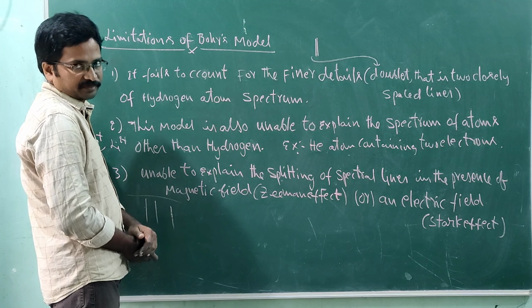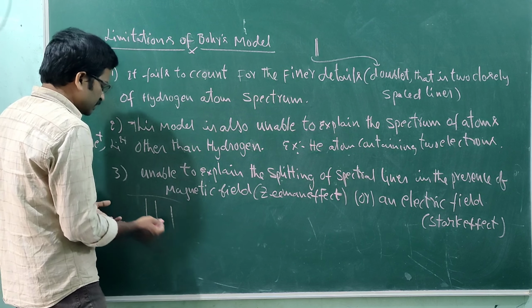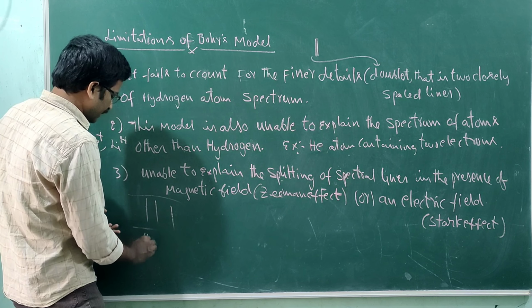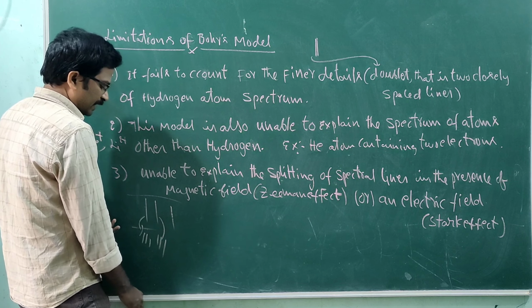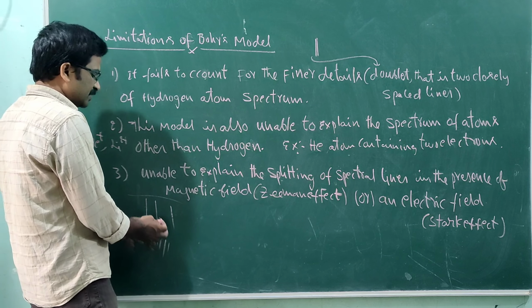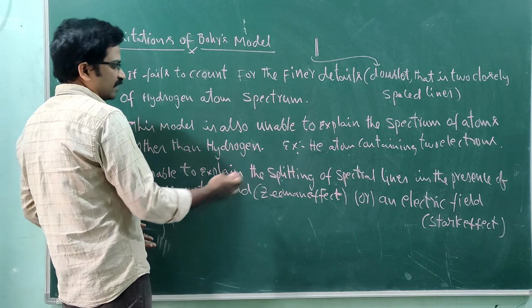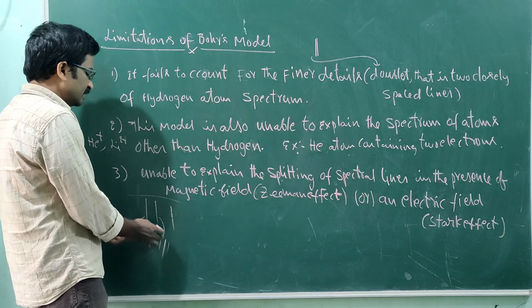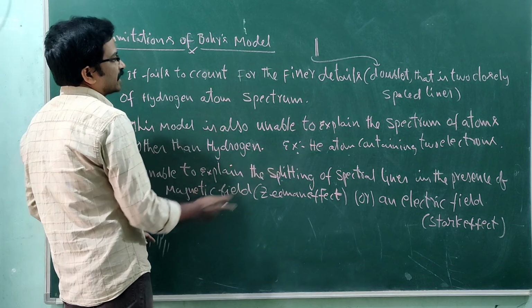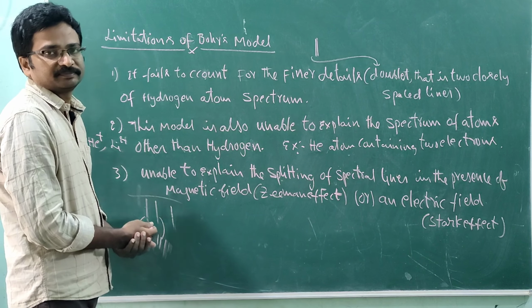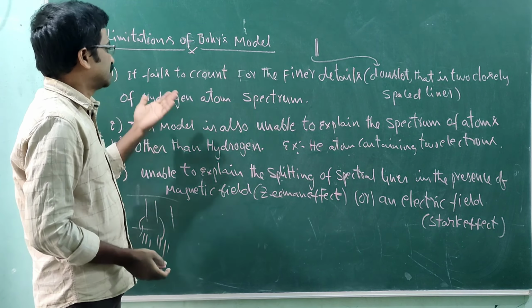Bohr theory. One line may split into several lines. The splitting of the spectral lines in the presence of a magnetic and electric field is not explained by the Bohr theory. Next point.